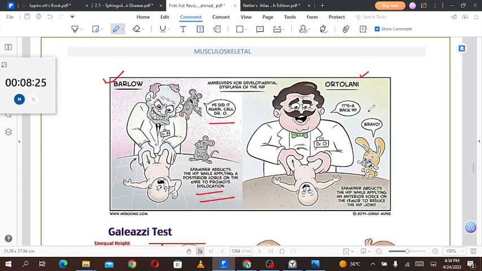Dr. O will come and put it back in. The examiner abducts the hip while applying an anterior force on the femur to reduce the hip joint. So Dr. Barlow dislocates the hip, and then we have to call Dr. O to relocate the hip.